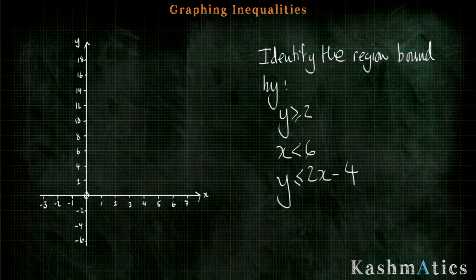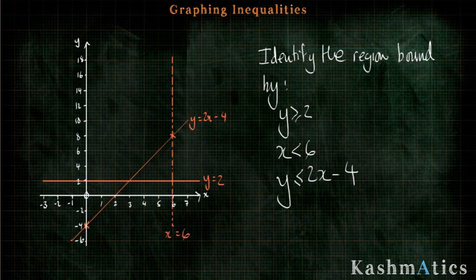Now I'm not going to reveal the whole answer at once. I'm going to do a partial reveal. So here we go, and these are the 3 lines you should have drawn. Only one of them is going to be a dashed line, and that's the one for x equals 6, because the inequality says x is less than 6, so that line must be dashed.